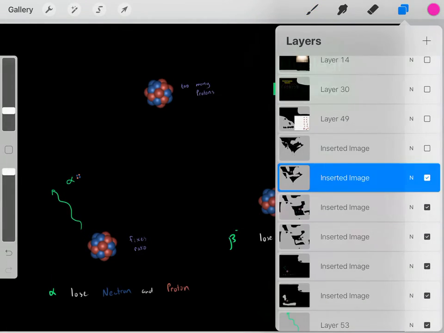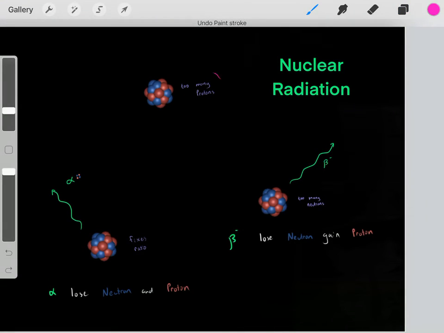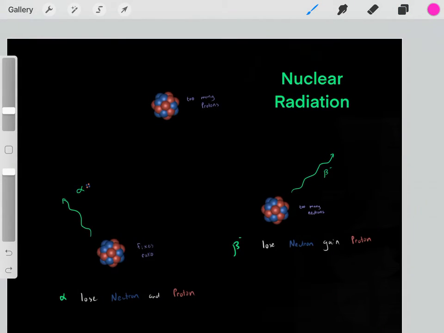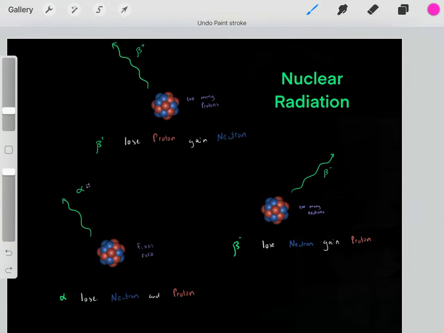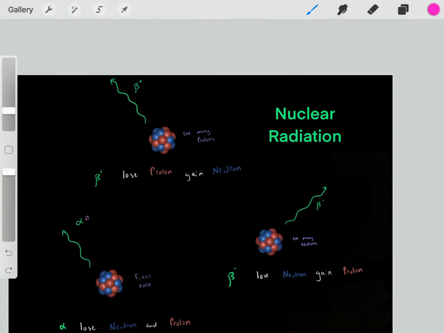And maybe another example is maybe this element has too many protons, so it has an unstable ratio. So when we have too many protons, we would essentially emit a positive beta particle, which is again another type of nuclear radiation. And when we emit a positive beta particle, we lose a proton and we gain a neutron. So a proton is converted into a neutron.